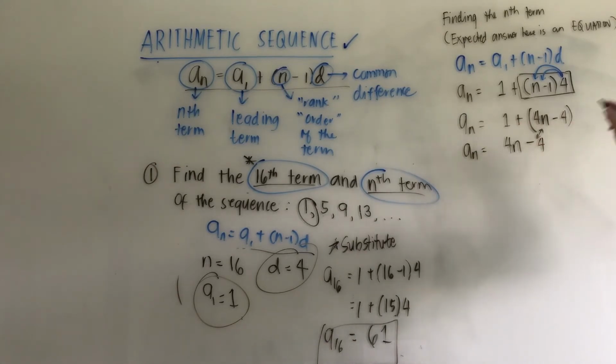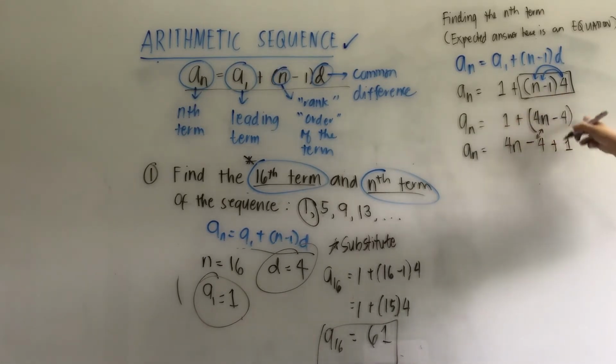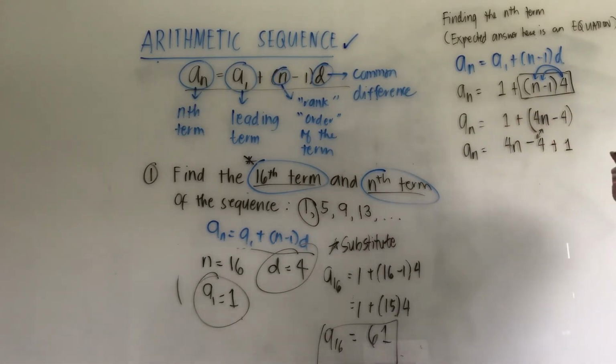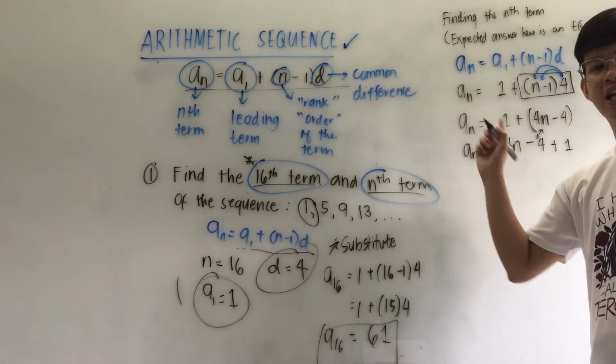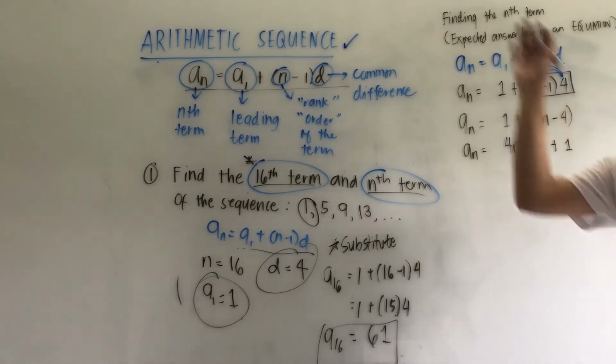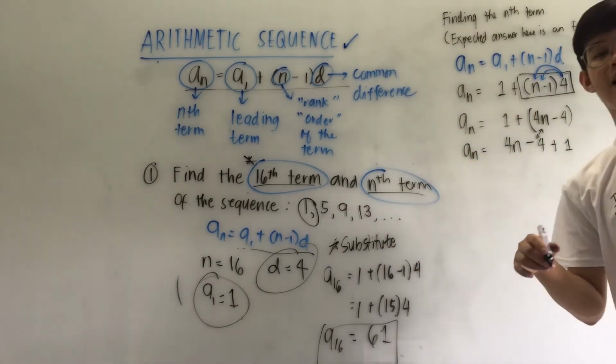And then plus 1. So nilipat lang natin yung plus dito and then yung 1 dito. No need to change any sign. We only change sign if you will be transferring to the other side of the equation. Pag tumawid na siya ng negative sign. Okay? Para ma-retain yung properties of equality.